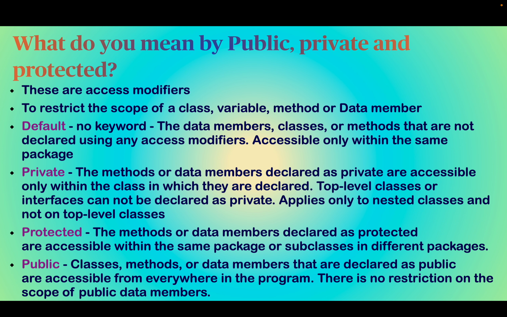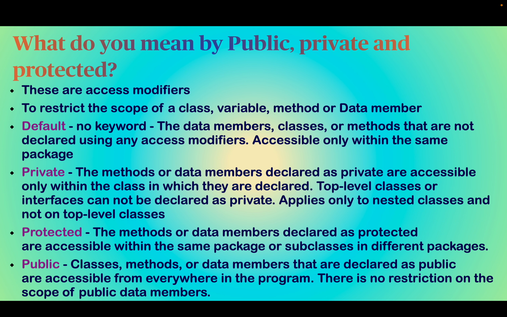Then comes private. The methods or data members declared as private are accessible only within the class. If you see here, it's methods and data members. For top level classes, we won't be able to use the private keyword because private is only defined for that specific class. So we can't define a private keyword for a top level class, but we can use private for a nested class.